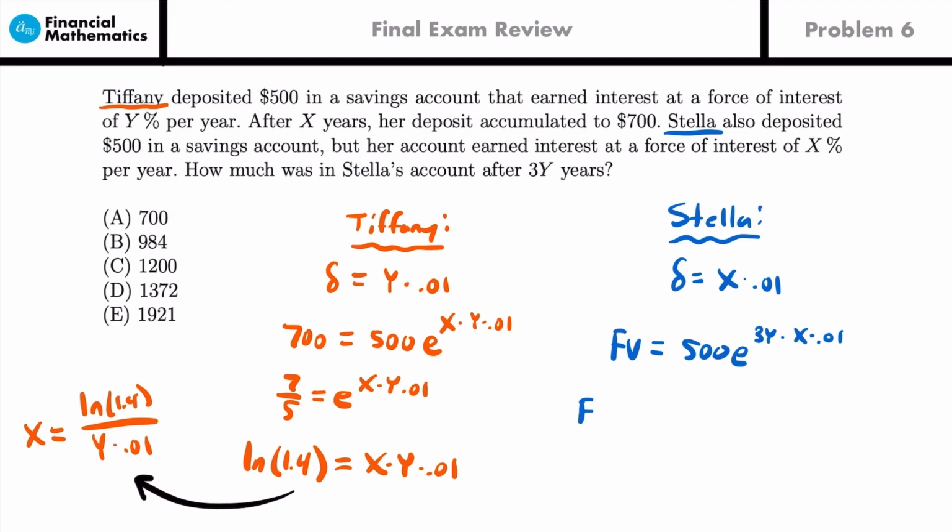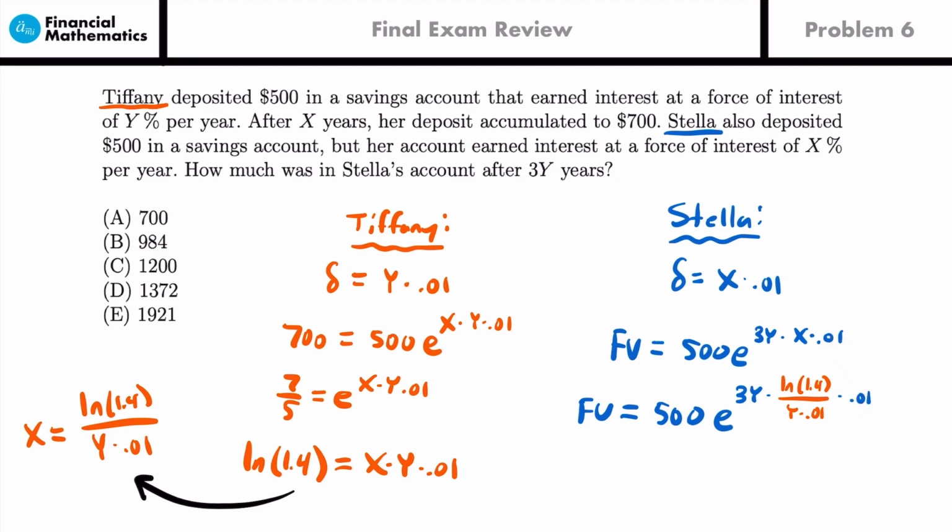The future value is equal to 500 times e to the power of 3y, and then we're going to multiply by x, which, as we just found, is the natural log of 1.4 divided by y times 0.01. So I'll write in the natural log of 1.4 divided by y times 0.01. And then don't forget, we're still multiplying by 0.01 right here.